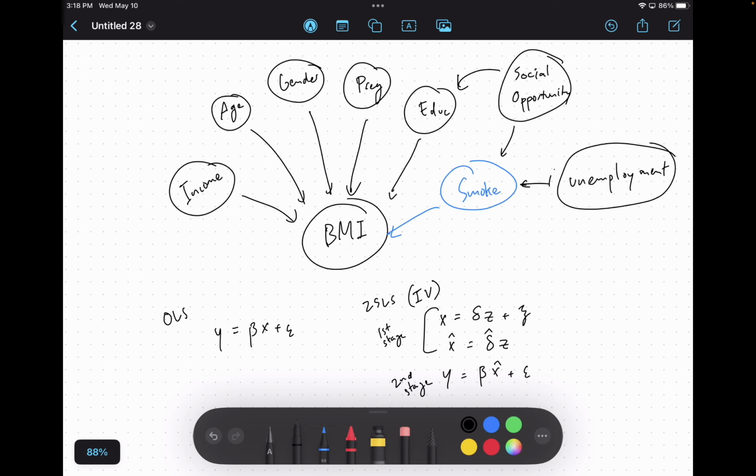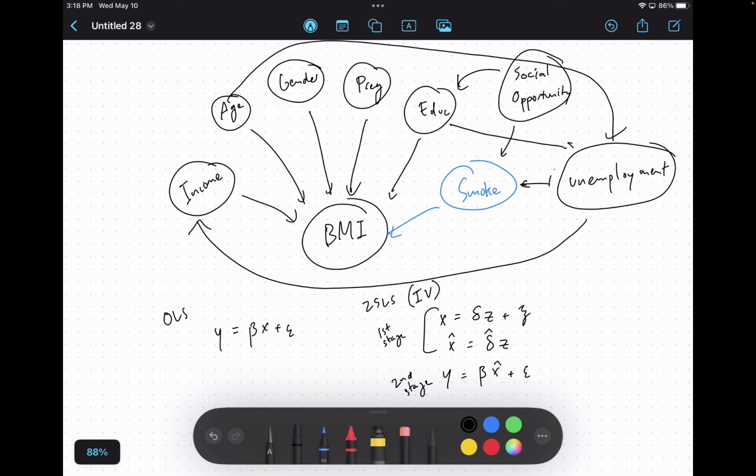So this is the new model that we've hypothesized. What do you guys think of this model? Yeah, but unemployment could also affect income. Yeah, probably, right? So you probably have stuff like this happening. You probably have something like this, right? Age probably affects your employment. Education probably affects your employment, right?